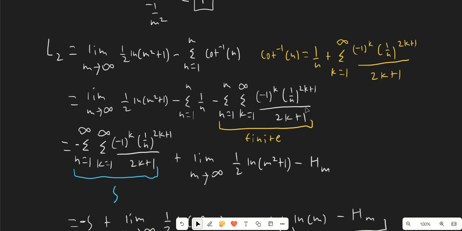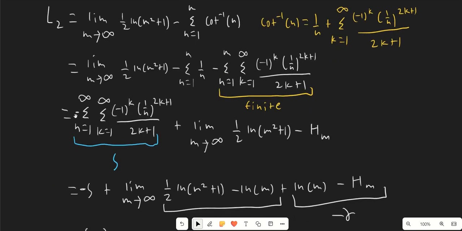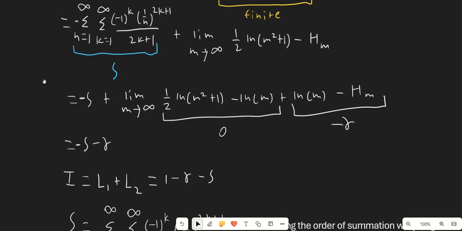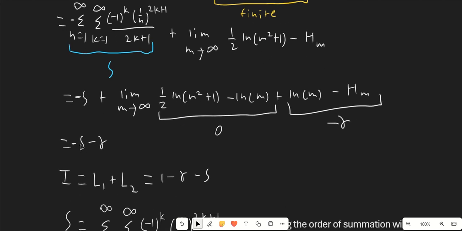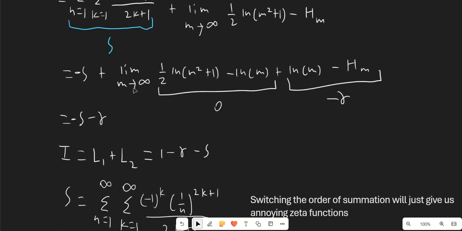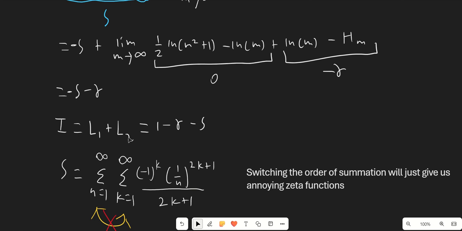I know that's kind of a weird argument, but another argument is that we know the overall integral converges, so if this right here converges when we separate it, then the rest also has to converge when we separate it from the limit. So we can separate this from the rest of the limit, and then letting m tend to infinity, we get this summation S. And there's a negative sign in front here. So overall, this limit L2 was negative S minus gamma, the Euler-Mascheroni constant. If we add together L1 and L2, we get our original integral I was 1 minus gamma minus S. So now we just have to evaluate S.